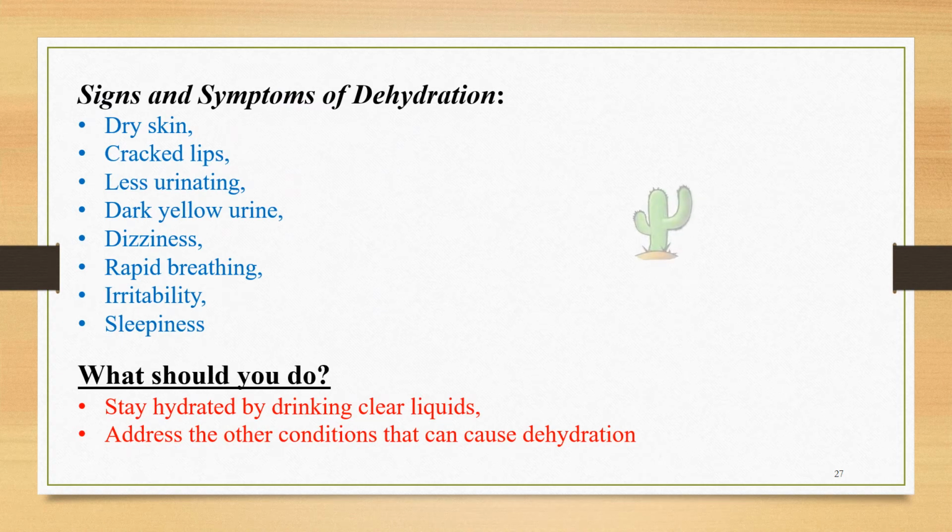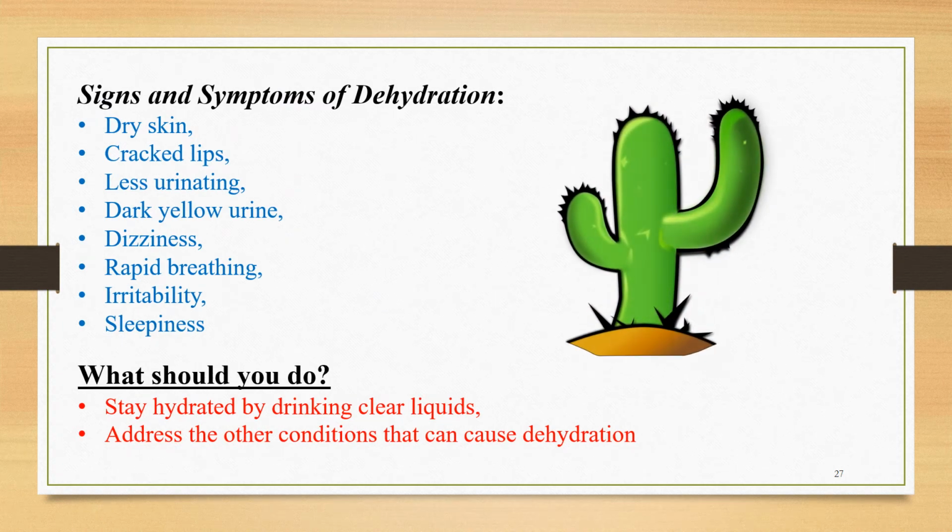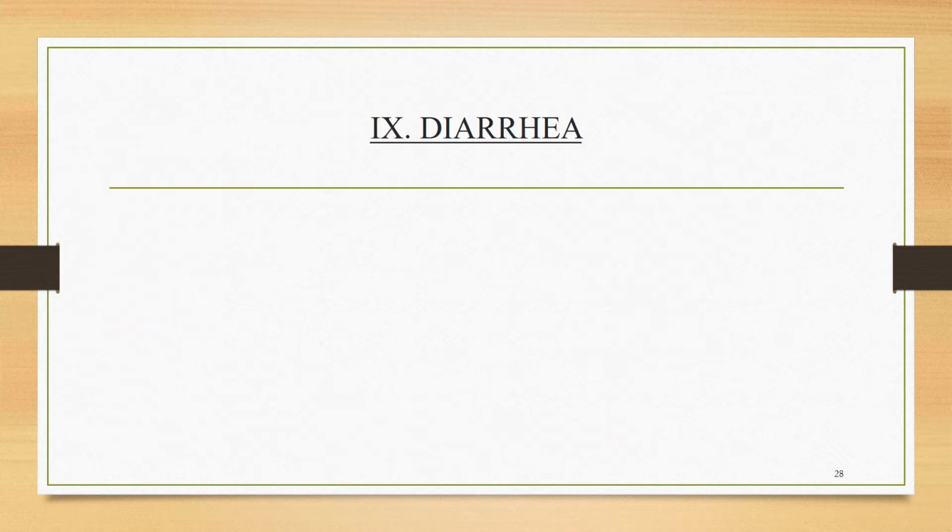Signs and symptoms of dehydration. These include dry skin, cracked lips, less urinating, dark yellow urine, dizziness, rapid breathing, irritability, and sleepiness. What should you do? Stay hydrated by drinking clear fluids. Address the other conditions that can cause dehydration as well.